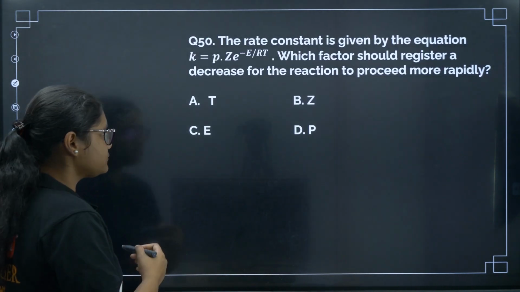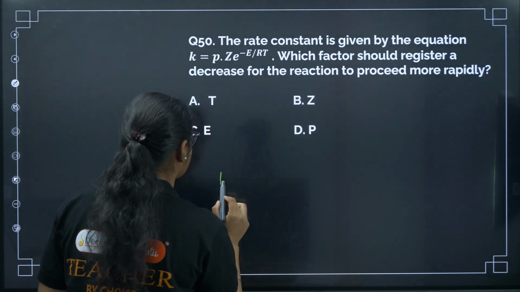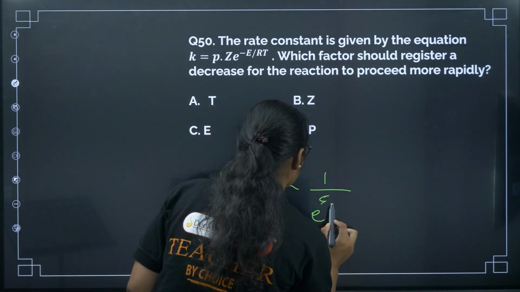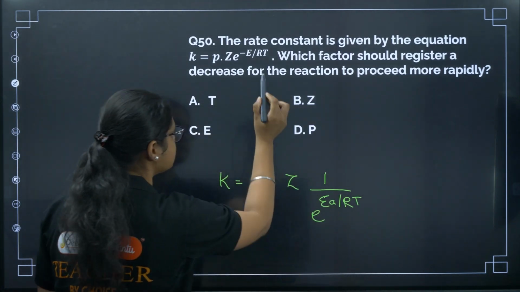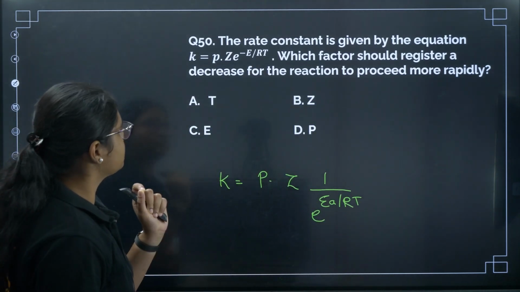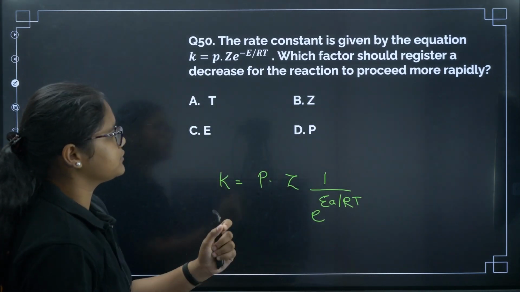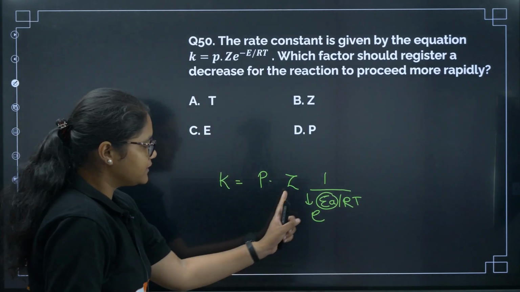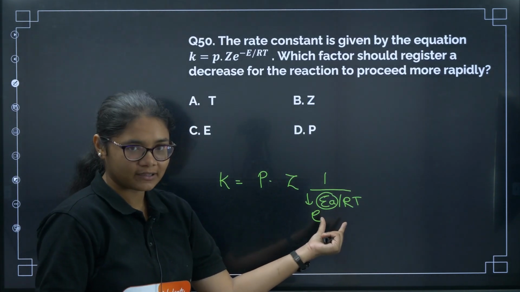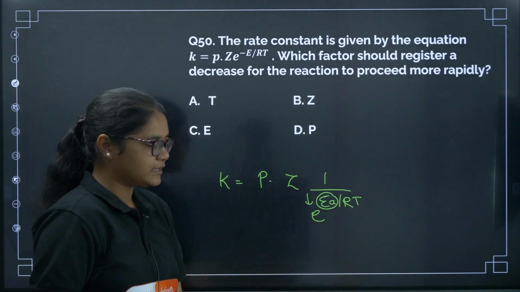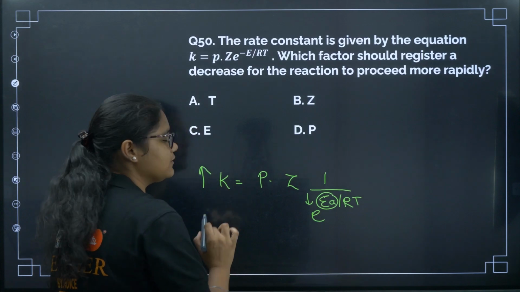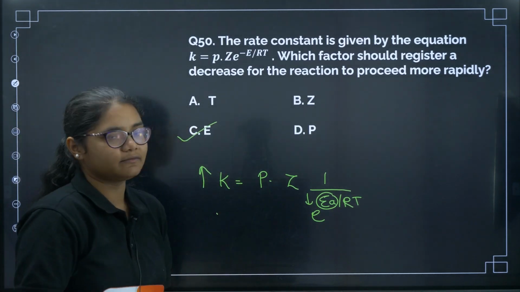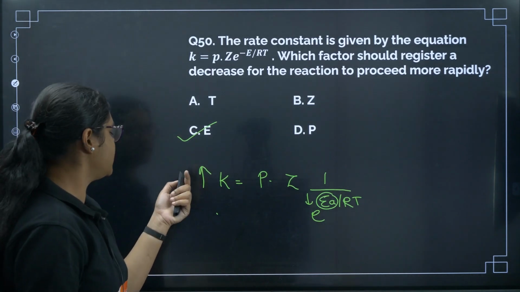Next question, the rate constant is given by the equation K is equal to Pz into 1 by e to the power of Ea by RT. Okay, I am writing like this so that this minus is there. Which factor should register a decrease for the reaction to proceed more rapidly? So if you see, if the Ea value, activation energy, is decreasing, this whole fraction will decrease, then e to the power of that fraction will decrease. Now if this denominator is decreasing, K will increase, right, inversely proportional, the rate of the reaction will increase. So which factor should decrease? Activation energy should decrease. Correct answer is option number C.